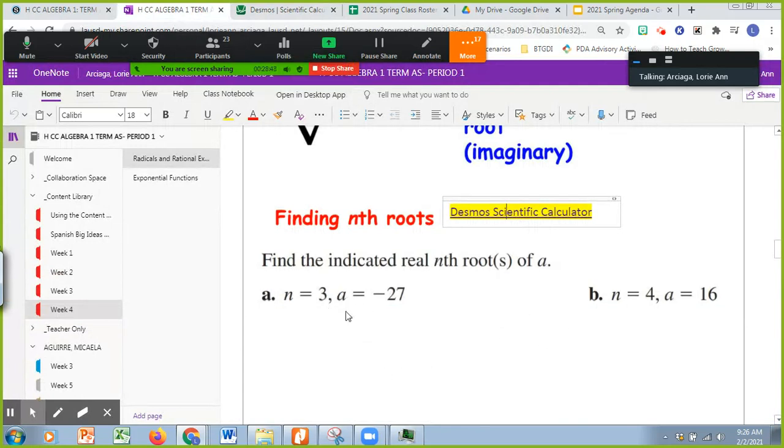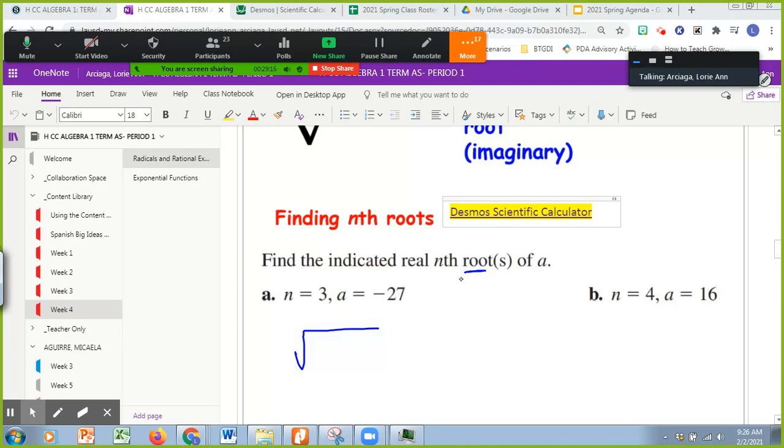Okay, so for our first example, find the indicated real nth root of A. So what does that mean? Let's rewrite it first. I think it's easier if you're going to write this on your notebook. So we're finding the root. So that tells you have to write it with a radical. Okay, how do we know what number goes inside and what number goes outside?